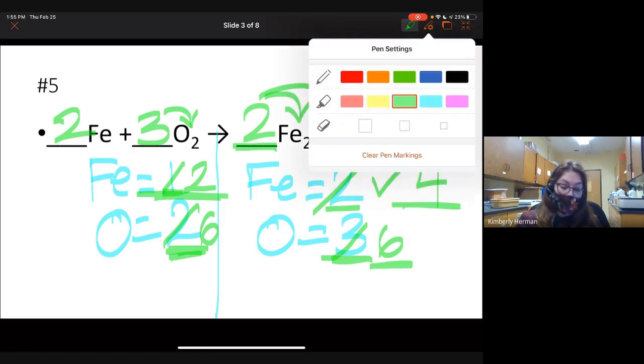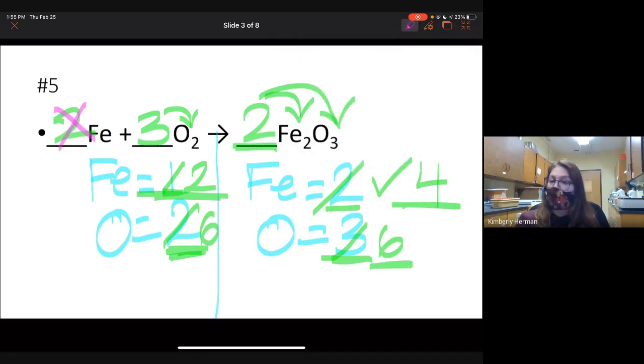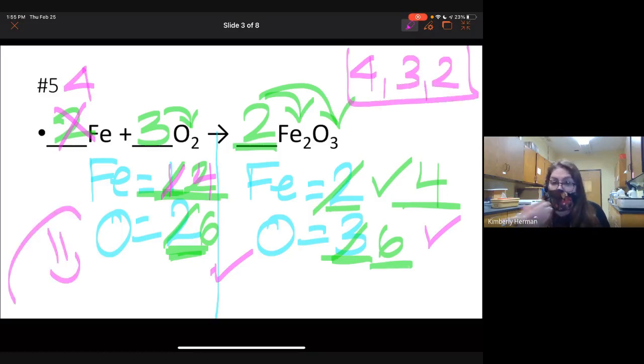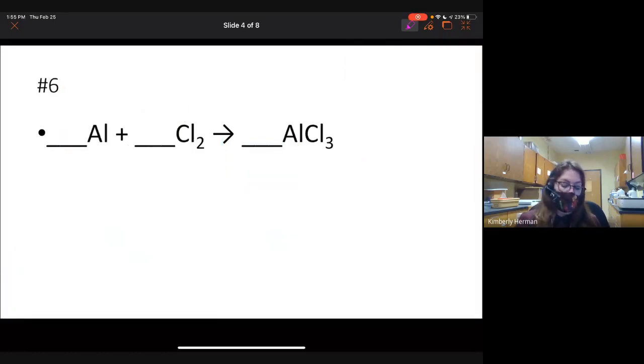So are my Fe's balanced? No. So in balancing, it's okay if you have to erase and work through it again. So we're going to actually need a 4 here. So 1 times 4 would give us 4. So now we have 10 on this side and 10 on that side. So we would see that it's a 4, 3, 2 balance for this. It was a little trickier for this one because we had to go back and change something that we had already done. So if you're working on a scrap piece of paper, you might want to use pencil for these problems.